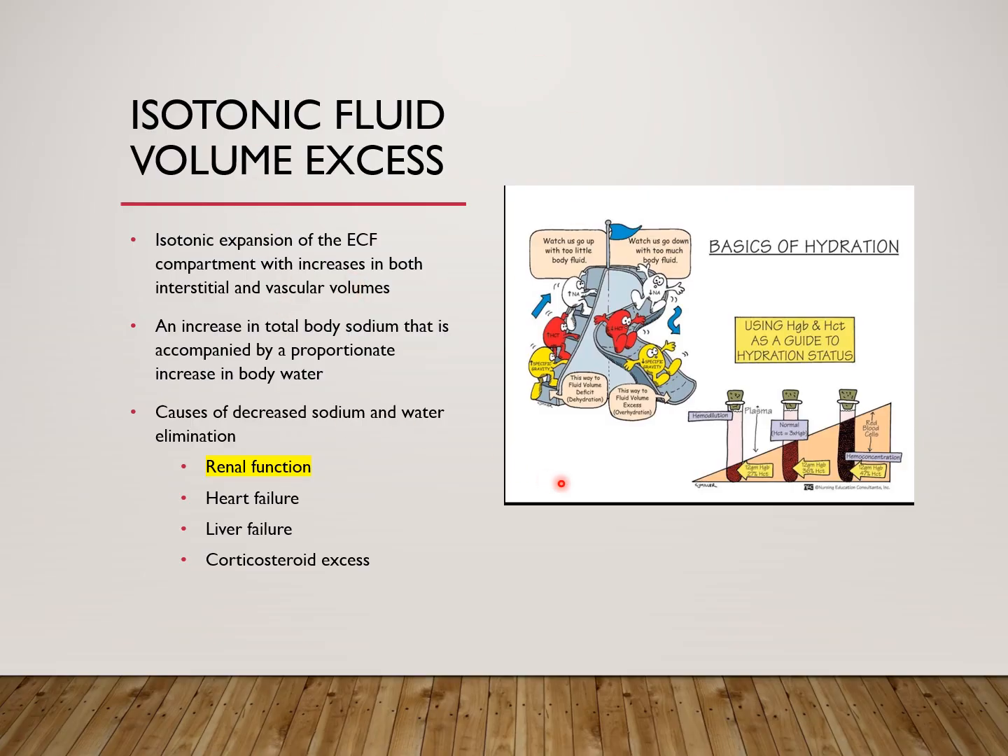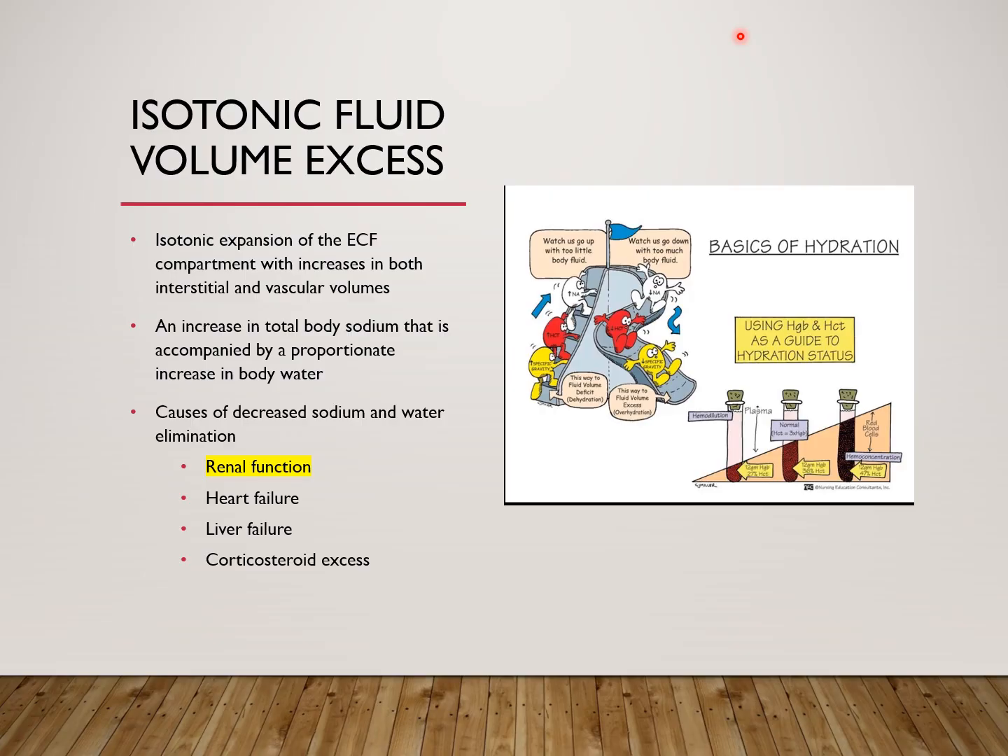So now we'll move on to isotonic fluid volume excess. This is isotonic expansion of the extracellular fluid compartment with increases in both interstitial and vascular volumes. So just an overall fluid volume increase both in the vascular space as well as in the interstitium, or around the cells. We can see an increase in total body sodium, but it's also accompanied by a proportionate increase in body water. So again, we maintain that isotonic ratio.